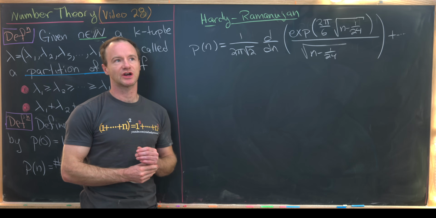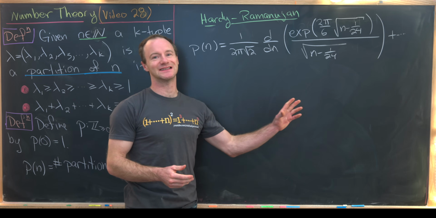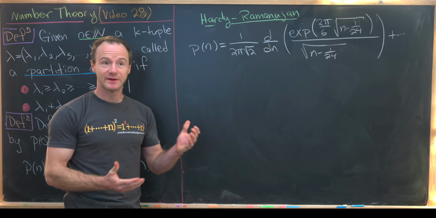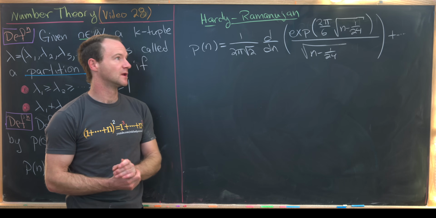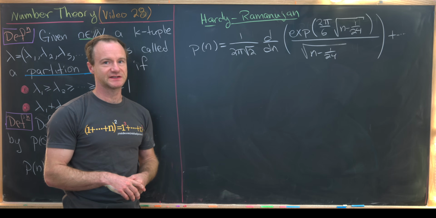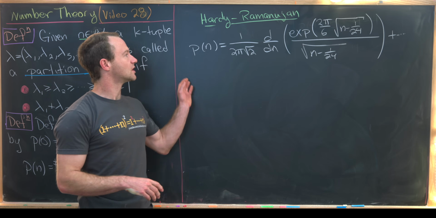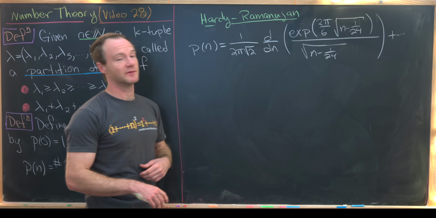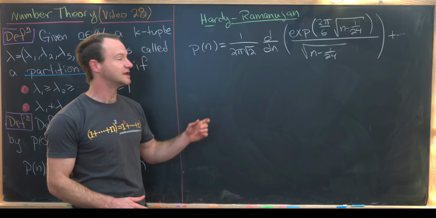So Hardy and Ramanujan found a formula for p of n, but it's expressed as an infinite series. That being said, this infinite series converges very, very quickly. But on the other hand, the terms from this infinite series are really quite difficult to look at. So this is the very first term of the infinite series that these guys came up with for p of n. So let's see what we've got.